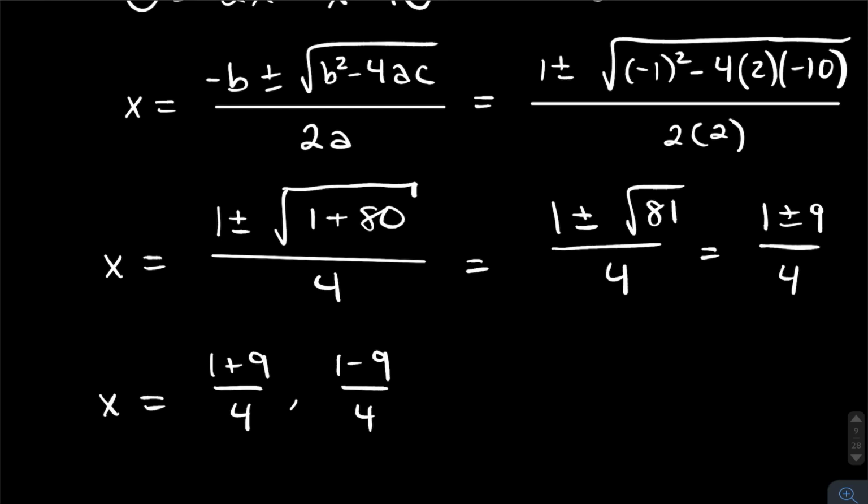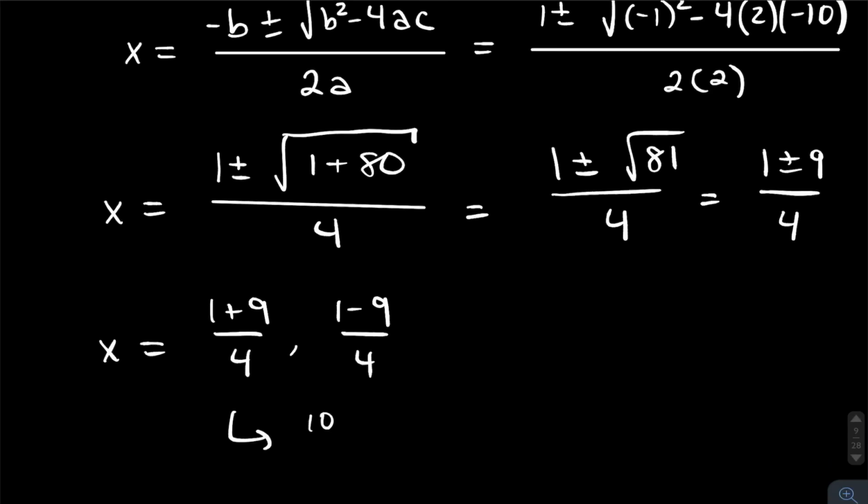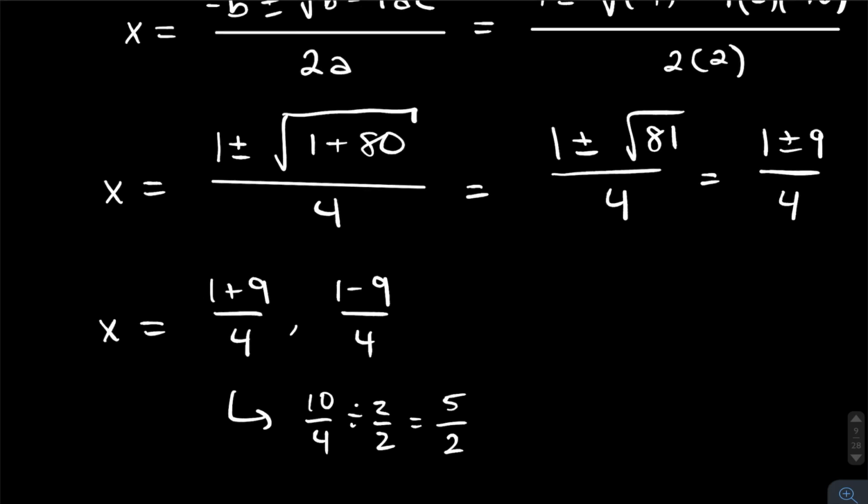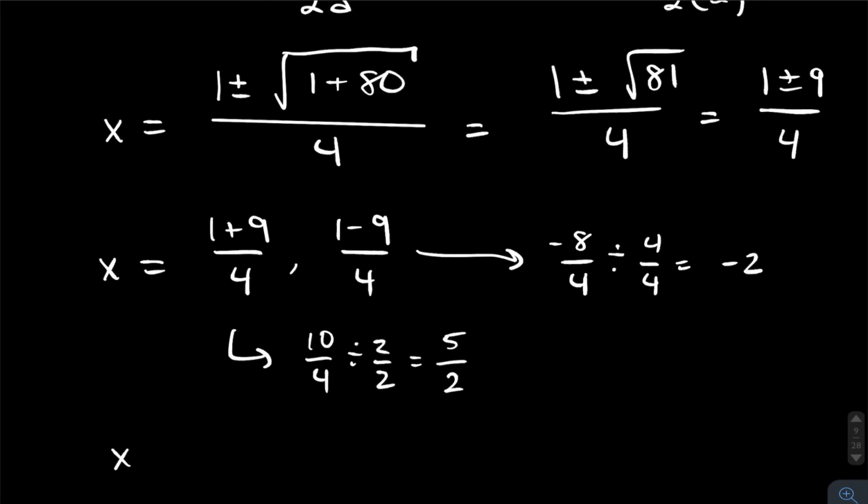Okay? And 1 plus 9 over 4, that is equal to 10 over 4, which, if you divide that by 2 over 2, is equal to 5 over 2. Okay, so that's one of your x's. And this one, 1 minus 9 over 4, is equal to negative 8 over 4. Divide that by 2 over 2 again. Or, I guess you could divide that by 4 over 4. And you just get negative 2. Right, negative 8 divided by 4 is negative 2. Okay, and so you get that your two x's are going to be 5/2 and negative 2.